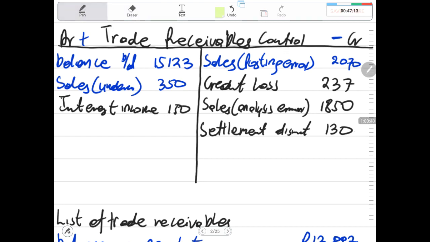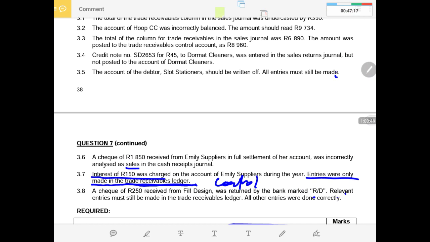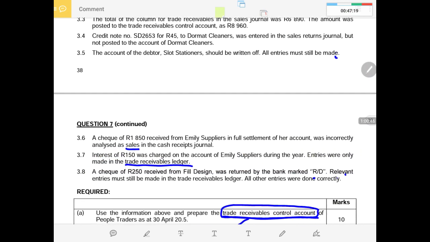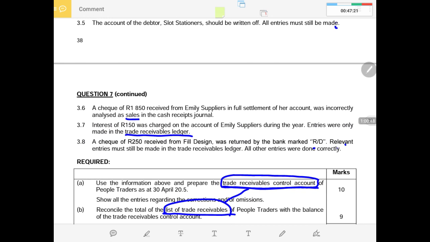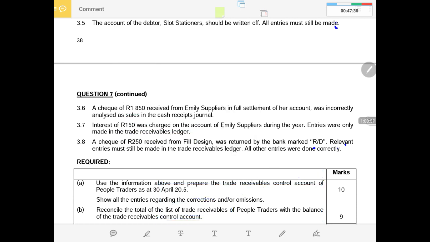Then we go to the last transaction. The last transaction says that a check of 250. Now there's another check. Maybe this check will be the one that is returned by the bank. A check of 250 received from who?